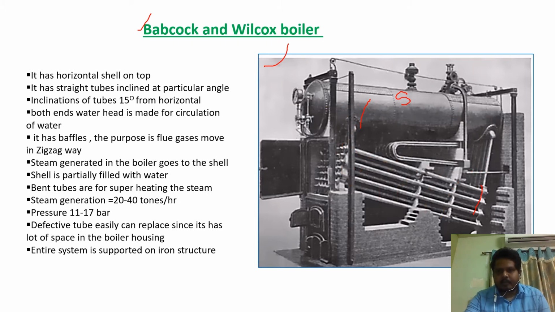Moreover, here steam can be superheated. As we know, at the top of the shell there will be steam. That steam is collected, and that steam will be sent to the bent tubes. Here there are bent tubes. These bent tubes are near the hot gases, so that again hot gases will flow over the bent tubes. The steam will be converted into superheated steam, so that the efficiency will be increased.